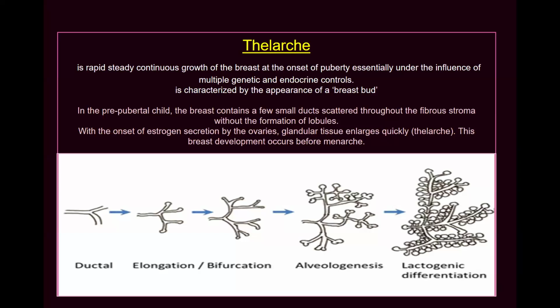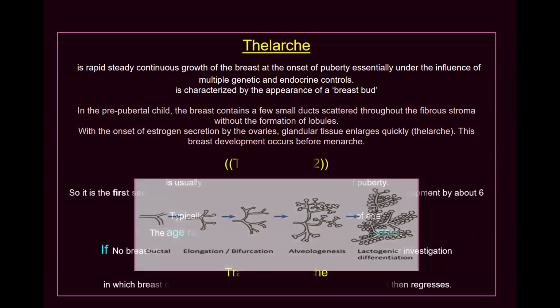With the onset of estrogen secretion by the ovaries, glandular tissue enlarges quickly, forming thelarche, okay, which occurs before menarche. So what is thelarche? Thelarche is the rapid, steady, continuous growth of the breast at the onset of puberty, essentially under the influence of multiple genetic and endocrine controls, as we mentioned earlier. It's characterized by the appearance of the breast bud, usually corresponding to Tanner stage 2. Okay, then maturation occurs by more alveologenesis and development.